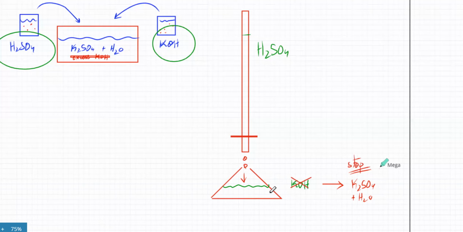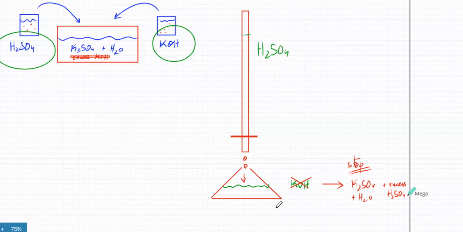So what if you don't stop at this point? If you don't stop, the H2SO4 is going to continue to pour in, and there's not going to be any reaction because there's no KOH left. So now you're going to have excess H2SO4, because you should have stopped, but you have not stopped the tap. So now there's extra H2SO4 that's falling into it.